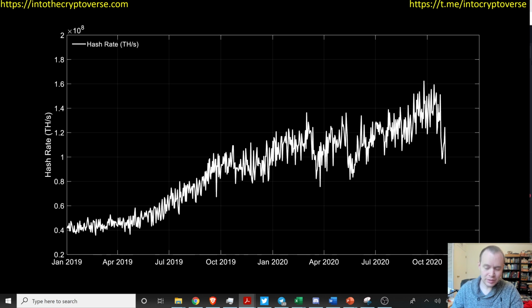Now, if we zoom into this region, one of the interesting things is that the hash rate has actually dropped fairly significantly over the last few weeks or so. You can see that in October, it reached all the way up to 1.6 times 10 to the 8th terahashes per second, but it has dropped down to 1 times 10 to the 8 terahashes per second in a relatively short period of time. There have been two other times recently where we've had drops this significant. One was back in March of 2020, and the other one was in the summer.